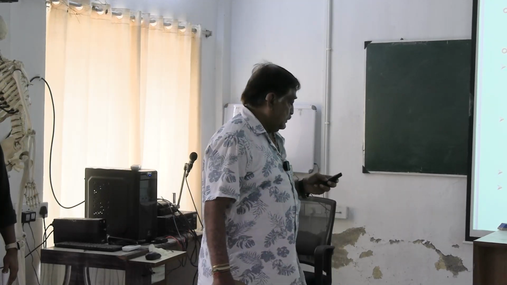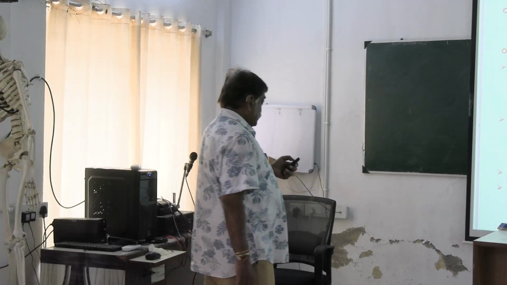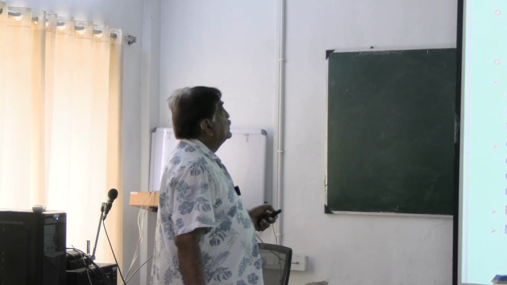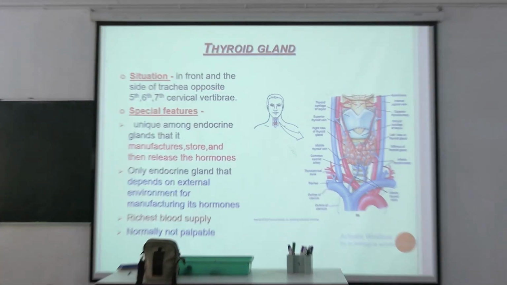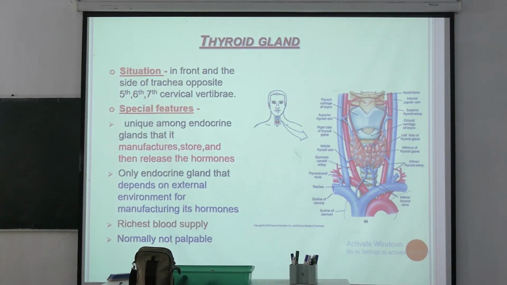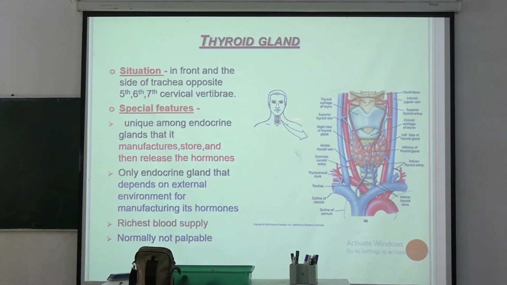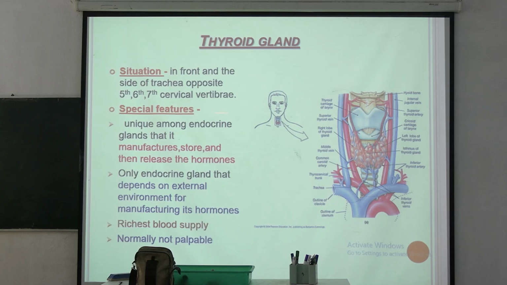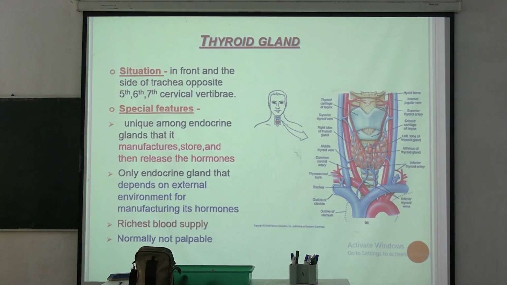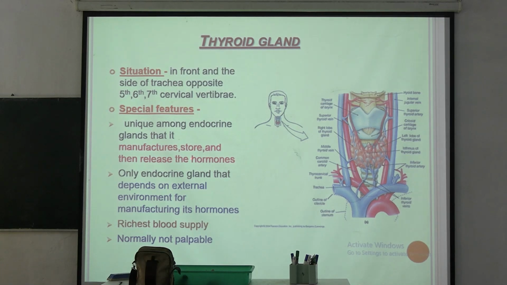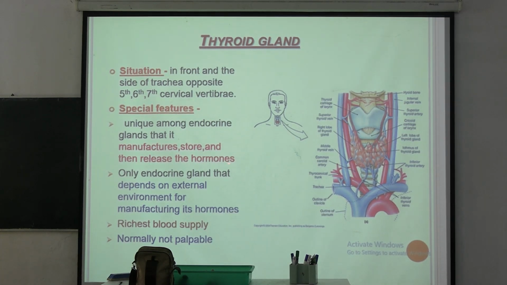Okay, now the thyroid gland. It is situated in front and on the sides of the trachea, opposite the 5th, 6th and 7th cervical vertebrae. A special feature, unique among endocrine glands, is that it manufactures, stores and then releases the hormones.